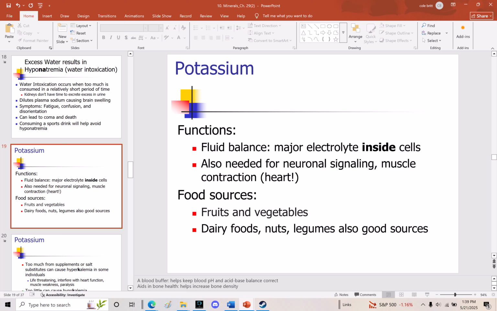And we're going to see this when we get to food sources. A lot of foods have potassium. You don't have to memorize them though. But potassium is going to be really important for the heart. And I'm going to tell you why. Now when we have too much or too little potassium, that will kill your heart.